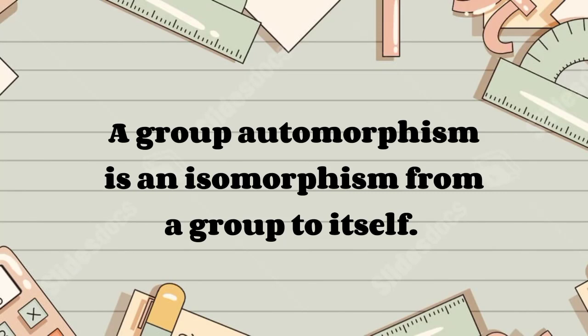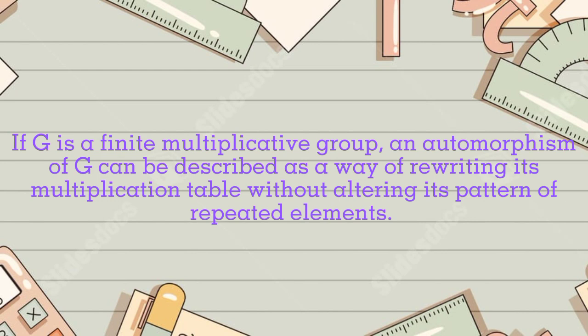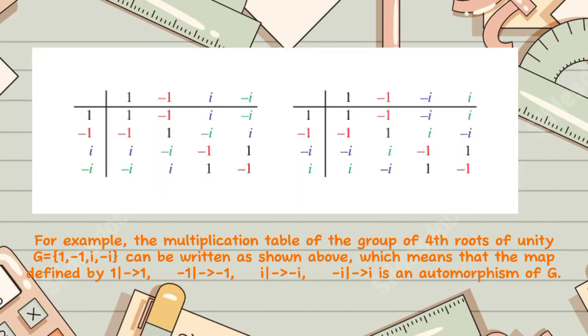A group automorphism is an isomorphism from a group to itself. If J is a finite multiplicative group, an automorphism of J can be described as a way of rewriting its multiplication table without altering its pattern of repeated elements.